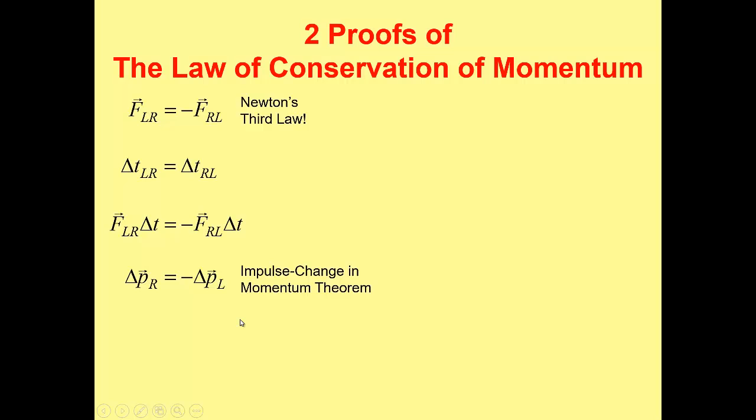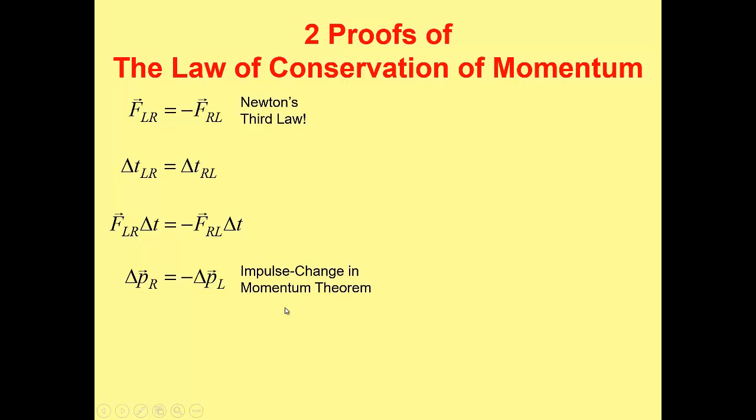This, of course, is applying the impulse change in momentum theorem, which says that impulse is equal to the change in the momentum. Notice here, this is the force that the left cart puts on the right cart, which causes a change in momentum of the right cart. This is the force the right cart puts on the left cart, which causes a change in momentum of the left cart. Right? That's why the letters are the way they are.